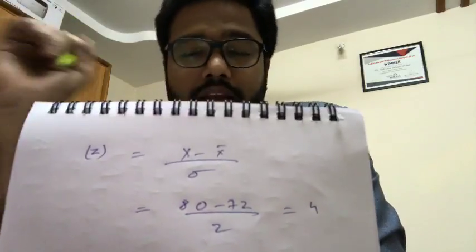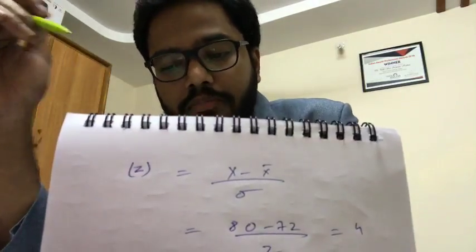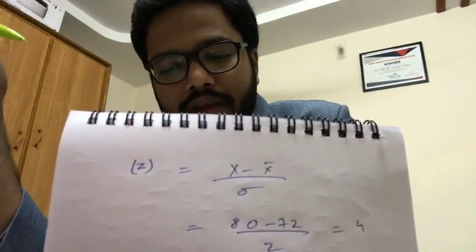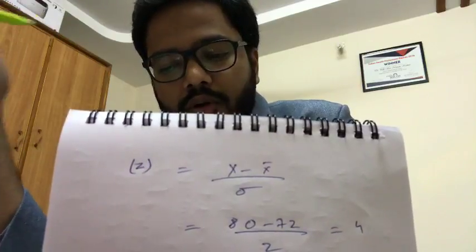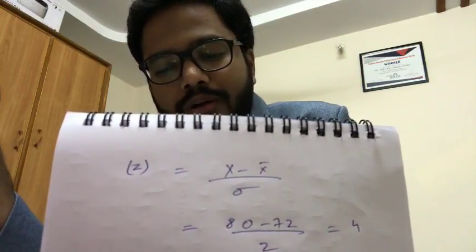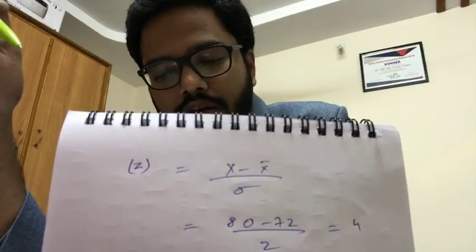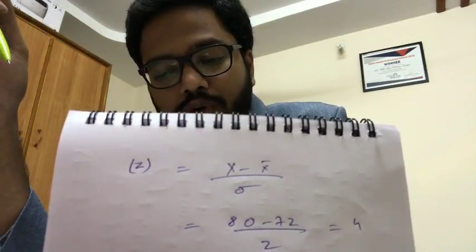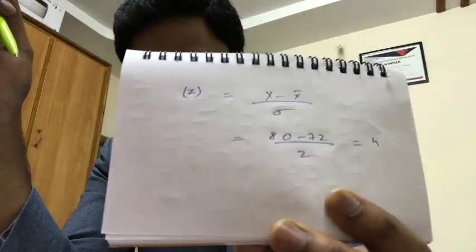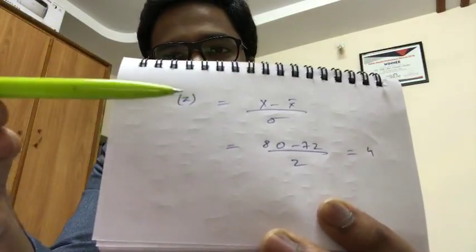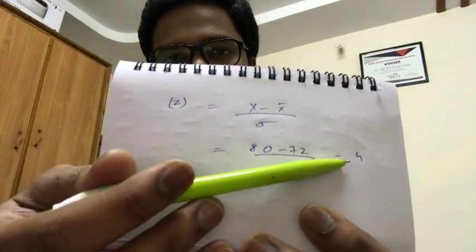So the question, I'll just read it out: the pulse of a group of normal healthy males was 72 with a standard deviation of 2. What is the probability that a male chosen at random would be found to have a pulse score of 80 or more? From this, you calculated the Z-score, which is around 4, right? So the Z-score which we obtained here is 4. Just keep that in mind.